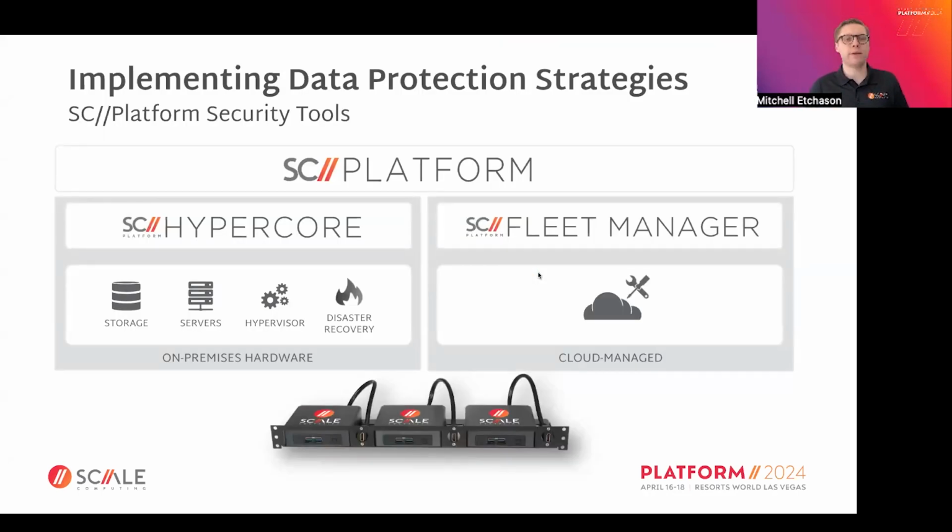As many of you know, the Scale Computing platform is actually comprised of several products in our portfolio, namely HyperCore and Fleet Manager. Both HyperCore and Fleet Manager provide security features and the ability to implement best-in-class security and data protection strategies. And when combined, they allow for full end-to-end protection.